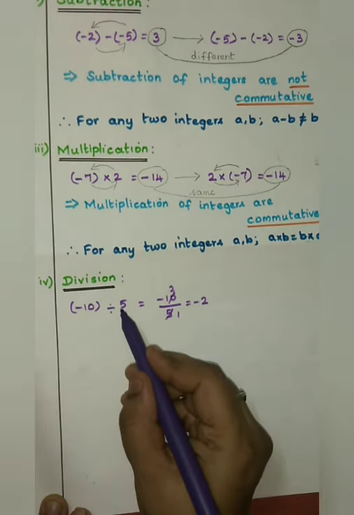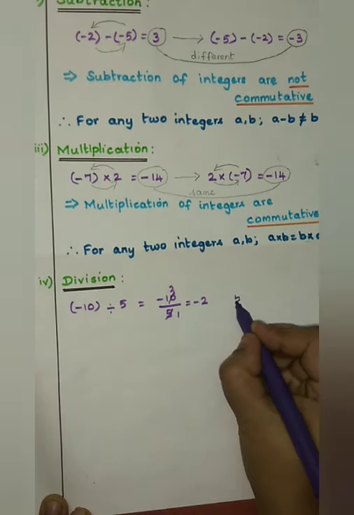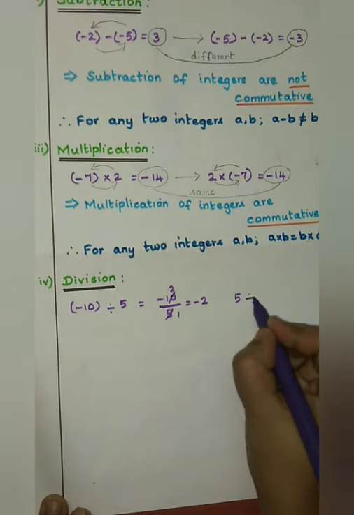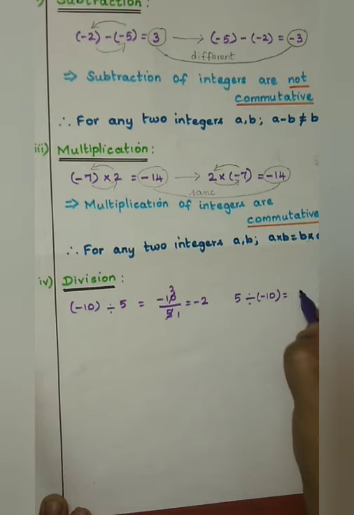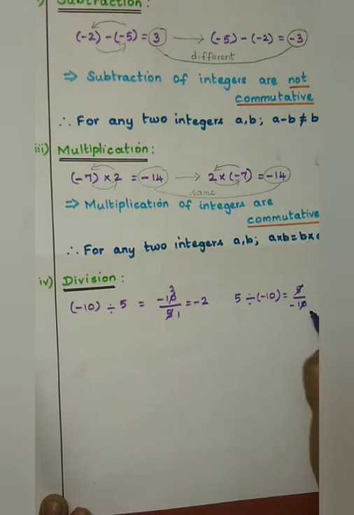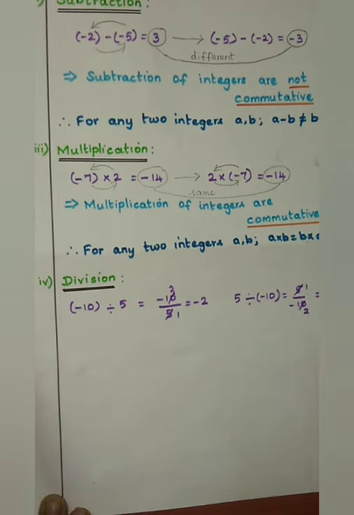Now change the order. First you write 5. Divide 5 by minus 10. So 5 by minus 10. Cancel. So the answer is minus 1 by 2.